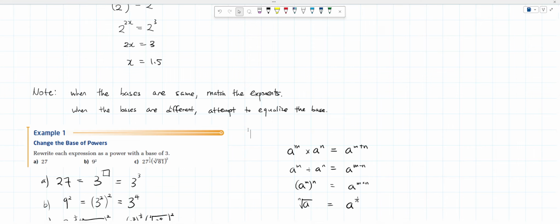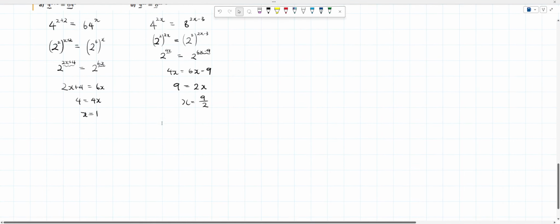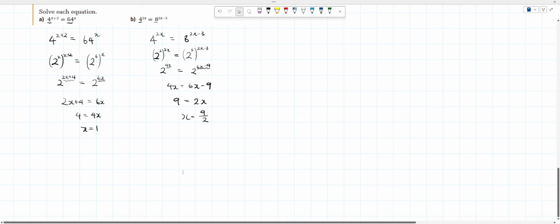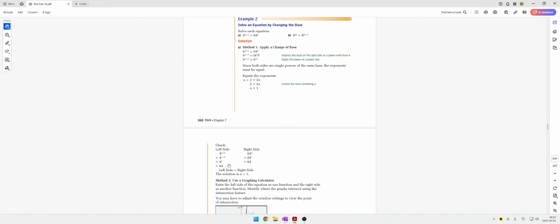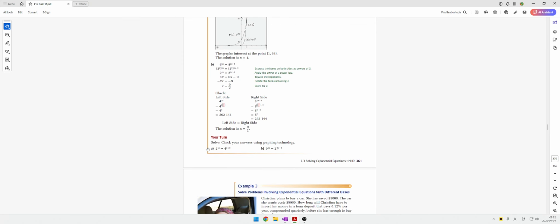In such cases, solving algebraically is impossible right now. We need a special skill that we'll learn in the next chapter called logarithms. But until then, we need to find another approach. At this point, pause the video, and you can try the Your Turn questions in the section in the textbook.